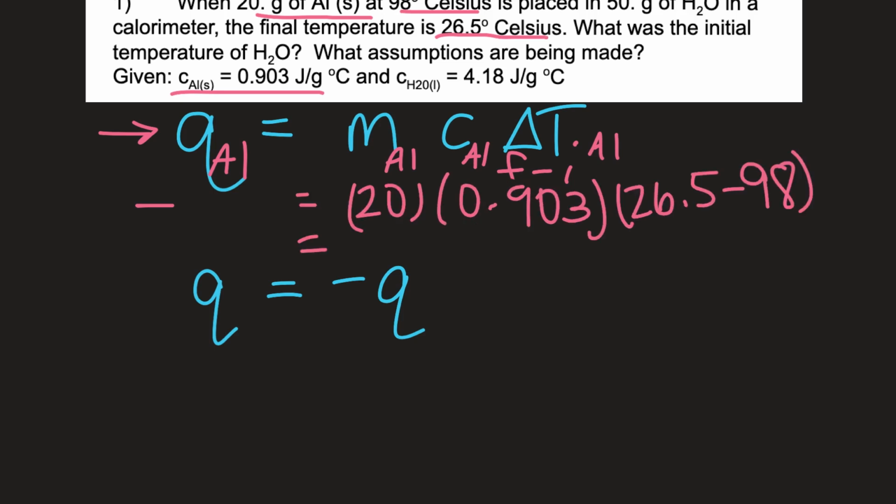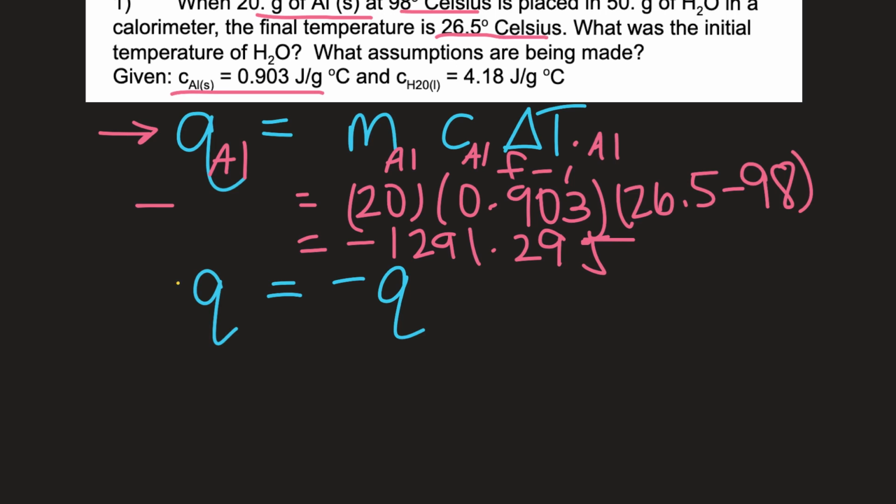So hopefully you got an answer here of negative 1,291.29 joules. Units of heat are joules, and the negative just means that the heat was released. We're not going to worry about significant figures yet because we're not ultimately finished with the problem.